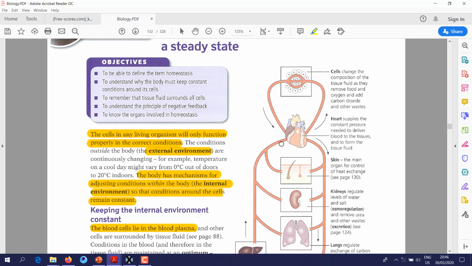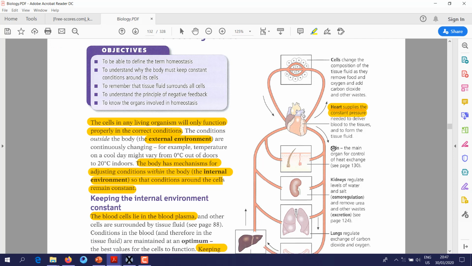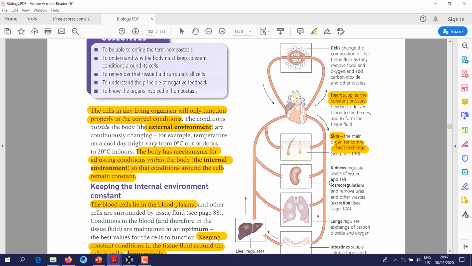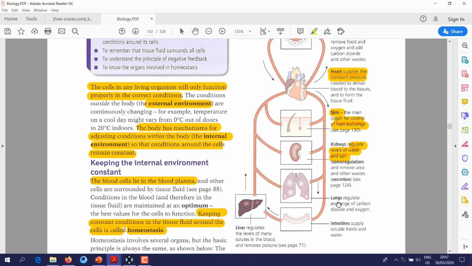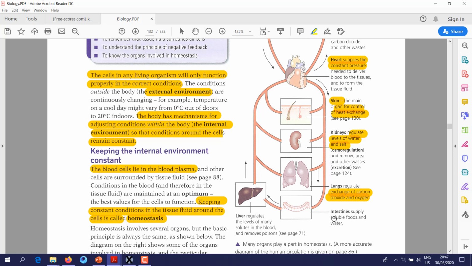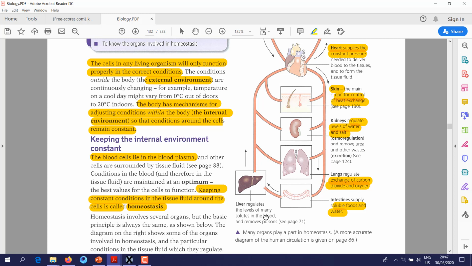Each organ in our body has its role, its function in maintaining homeostasis. Here we should know the function of each organ. Skin: control of heat exchange. Kidney: regulate the level of water and salt. Lungs: regulate the exchange of carbon dioxide and oxygen. Intestine: supplies soluble food and water. Liver: regulate the level of solutes in the blood.